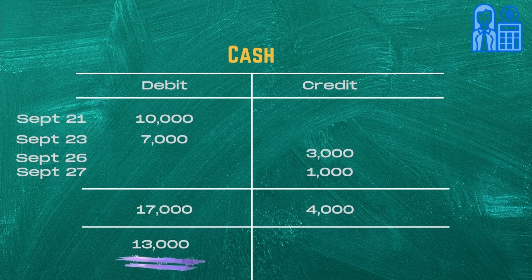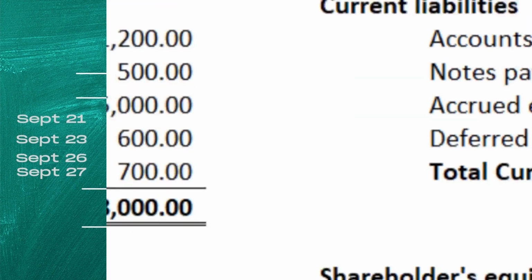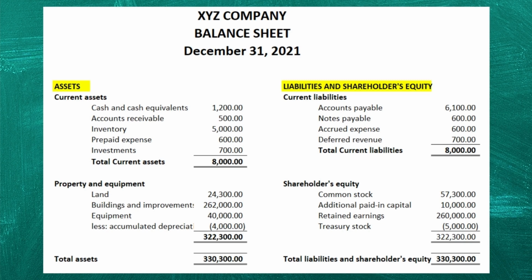So if this 13,000 is on the credit side, for example, the credit balance is 13,000. So this is also called a credit balance, and you must always put a double rule to remind you. The double rule is important to make sure that it is the final amount or the final answer of a certain account.